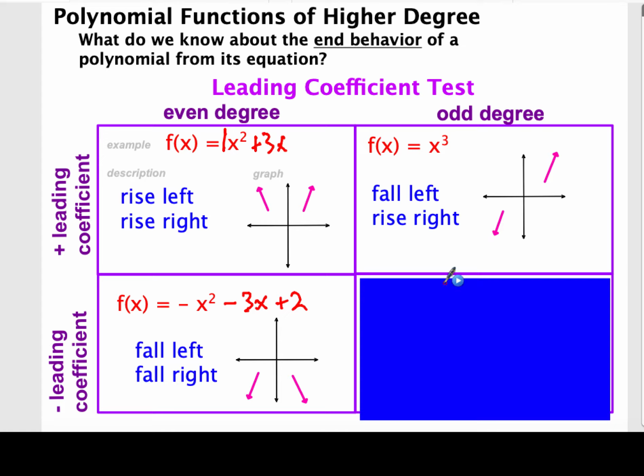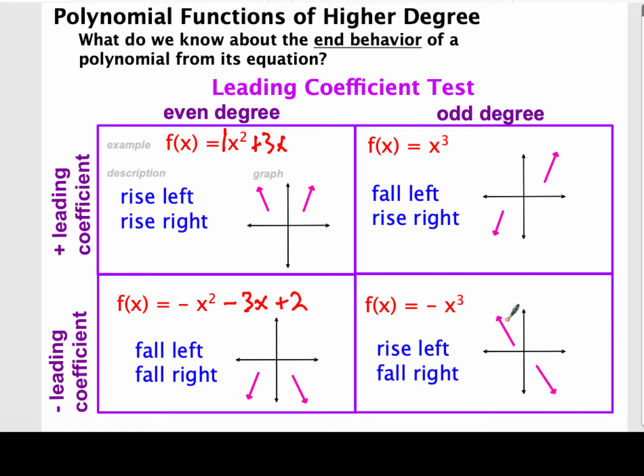And again, if we put a negative in front of there, if our leading coefficient were a negative number, we're going to vertically reflect, and we would be rising to the left, falling to the right. Okay? Rising to the left, falling to the right. And again, you can have lots of other terms added on there.